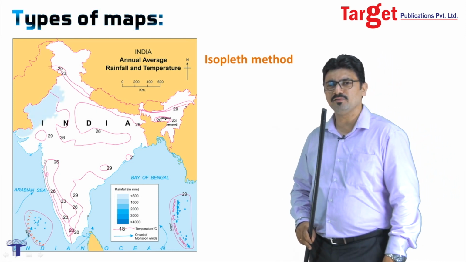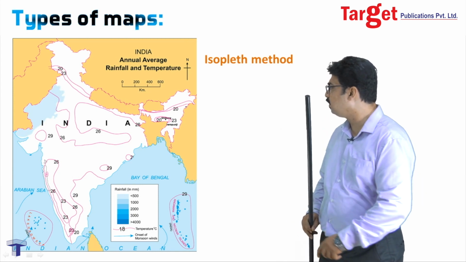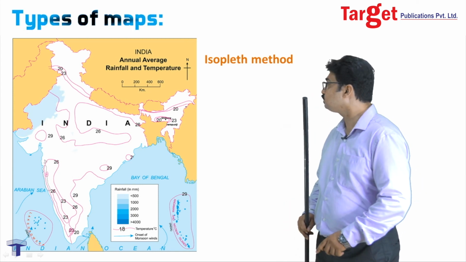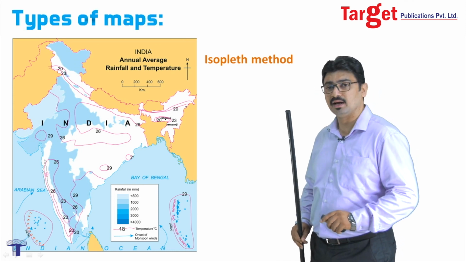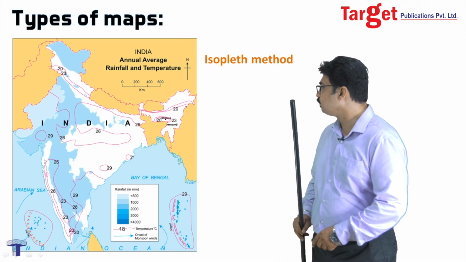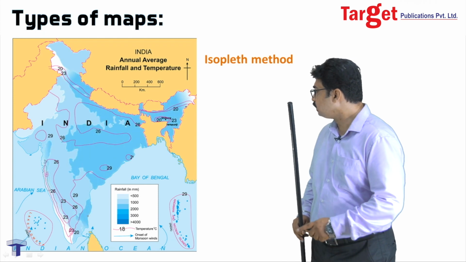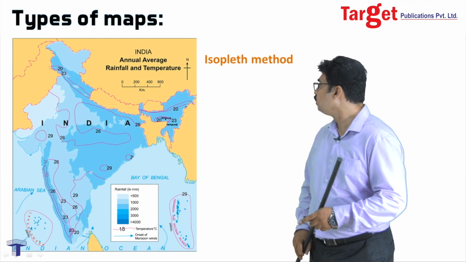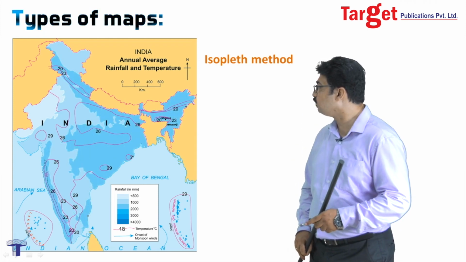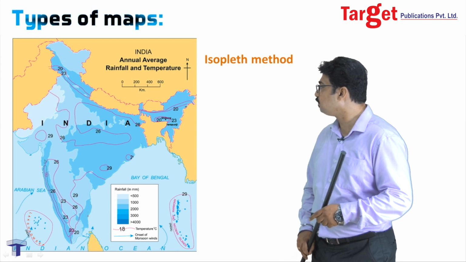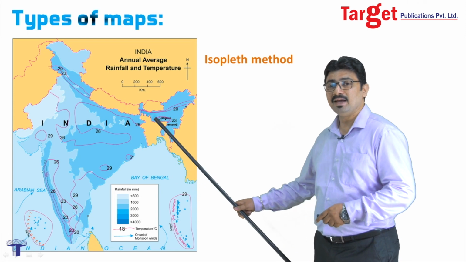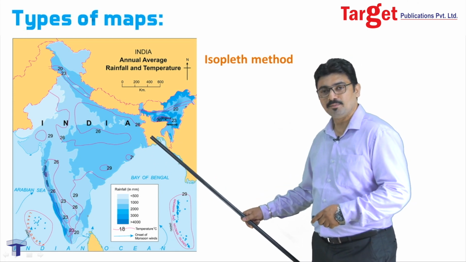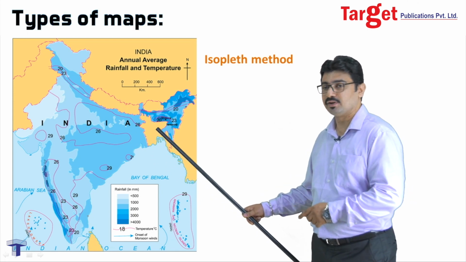Let us take another example of isopleth map. With this same map, let us show another feature. Now, we can also show isopleth maps by shading in some colors like this. So, here we are trying to show the rainfall, right? We are trying to show the annual average rainfall with the help of isopleth maps. The boundaries of these shaded regions indicate areas with same type of rainfall or same measure of rainfall.